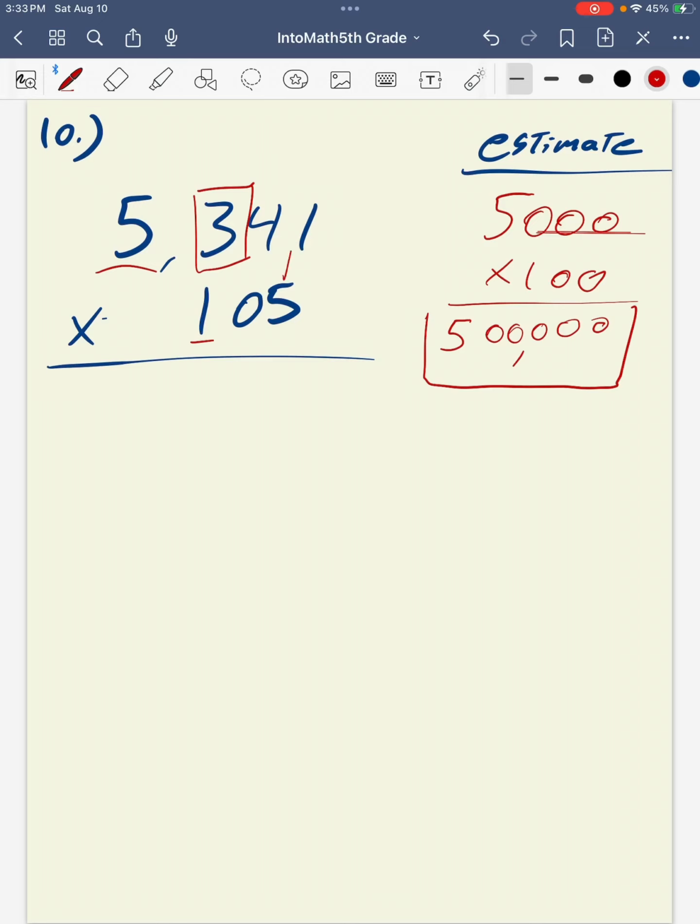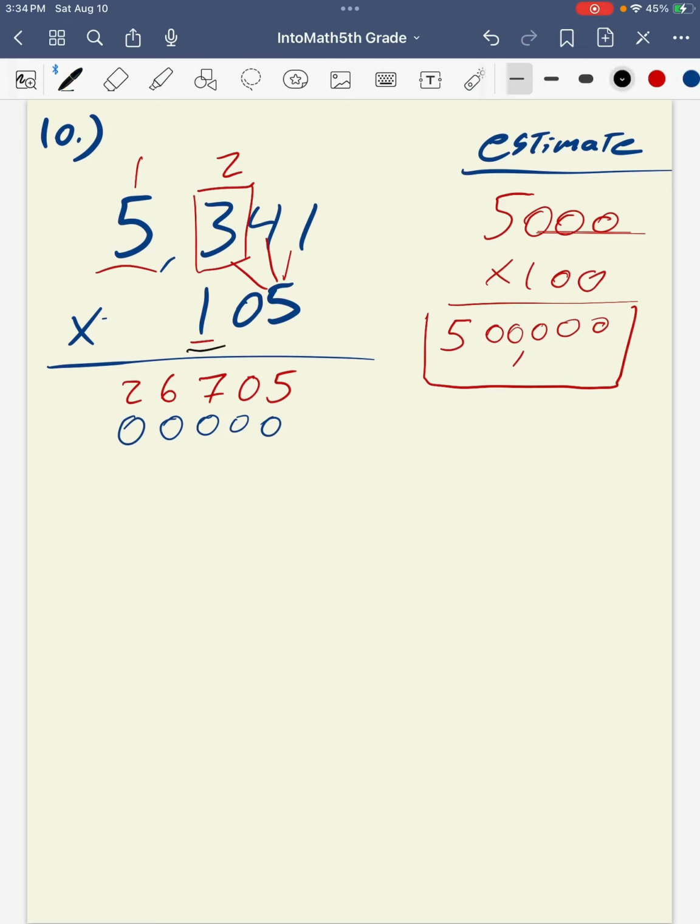Now I multiply this out, starting with my ones. 1 times 5 is 5. 5 times 4 is 20. Carry my 2. 5 times 3 is 15, plus 2 for 17. Carry my 1. And 5 times 5 is 25, plus 1 for 26. In my tens category, I have a 0. I put a placeholder 0, but 0 times 1 is 0. 0 times 4 is 0. 0 times 3 is 0. And 0 times 5 is also 0.